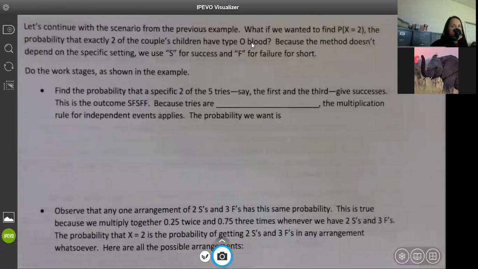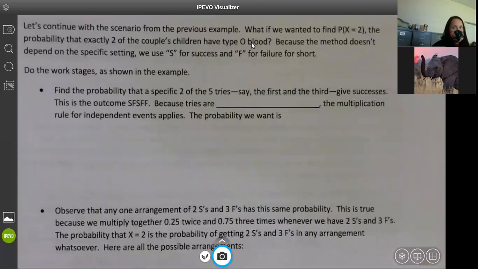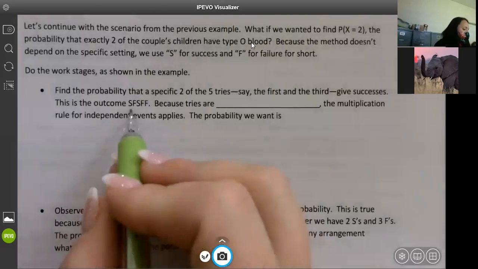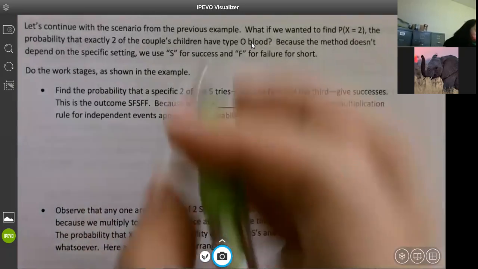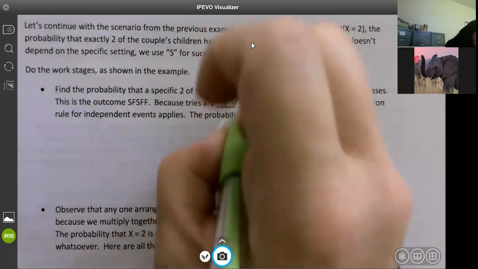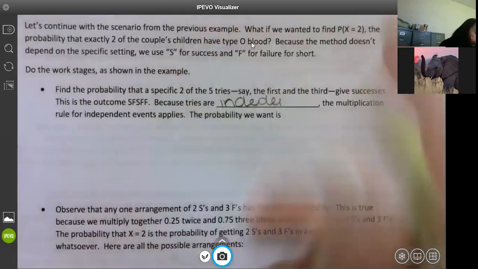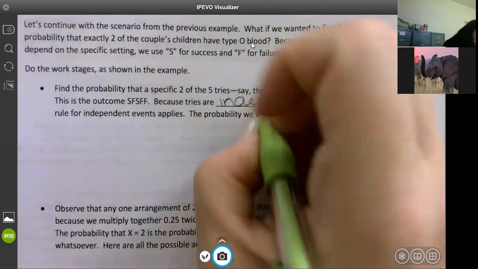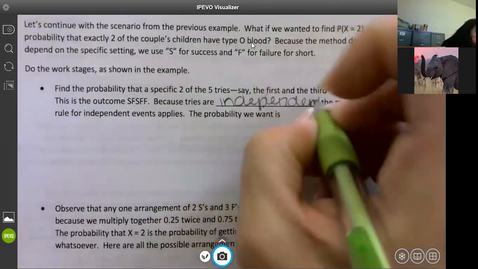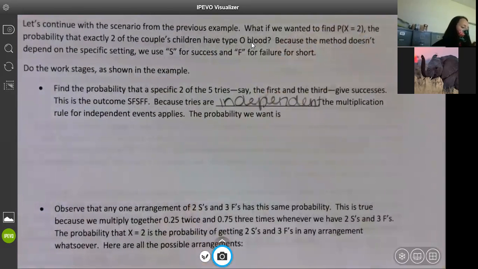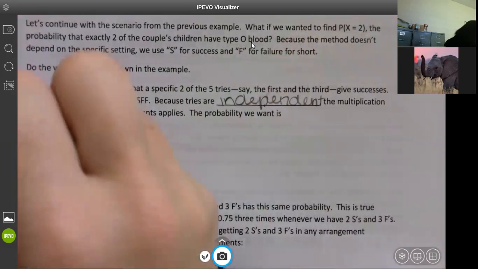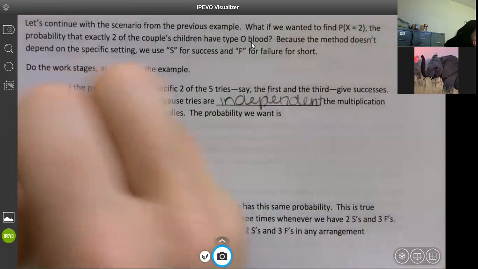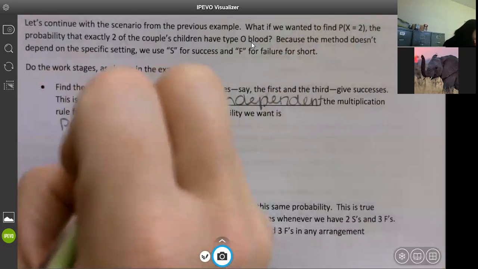Find the probability that a specific 2 of the 5 tries, say the first and third, give successes. So this outcome is success, fail, success, fail, fail. Because the tries are independent, the multiplication rule for independent events applies. So the probability that we want is the probability of success, fail, success, fail, fail.